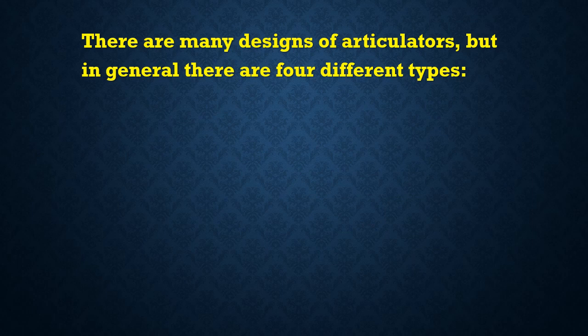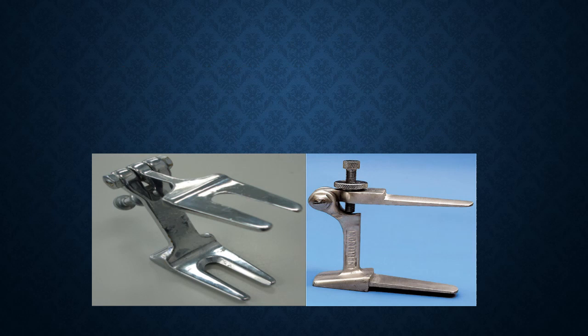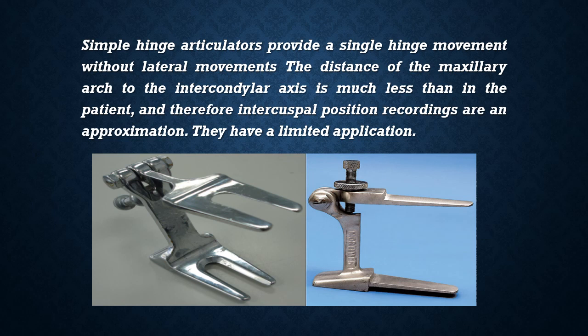There are many designs of articulators, but in general, there are 4 different types: the simple hinge articulator, the average value or plain line articulator, the semi-adjustable, and the fully adjustable. As you can see, this is a simple hinge articulator that provides a single hinge movement without lateral movement. The main drawback of this instrument is that the distance of the maxillary arch to the intercondylar axis is much less than in the patient, and therefore intercuspal position records are an approximation, and they have limited application.